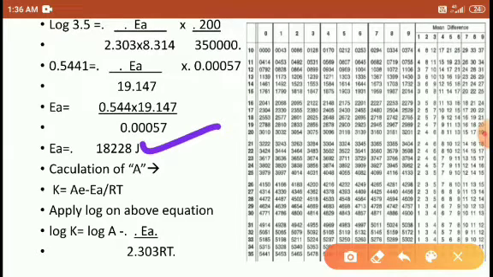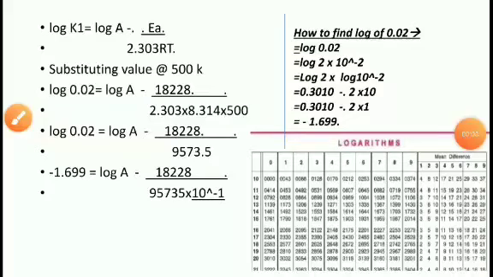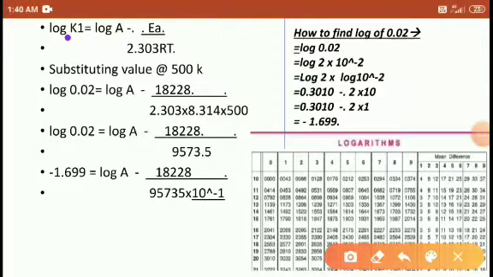So with the help of this, we have now found the activation energy. After finding the activation energy, we will calculate A. For the calculation of A, what do we have to do? We have to substitute in the Arrhenius equation, K is equal to A e to the power minus Ea by RT. Applying the log, we get log K equals log A minus Ea by 2.303 RT.